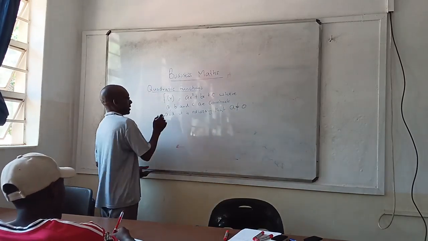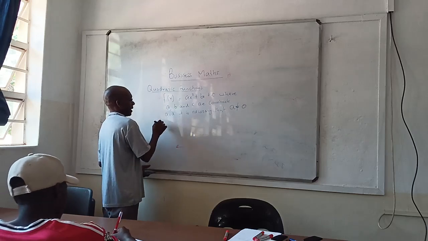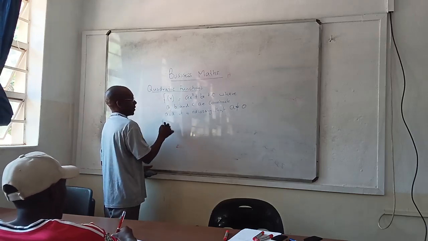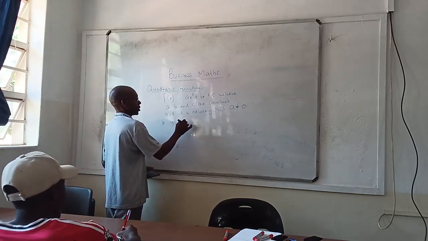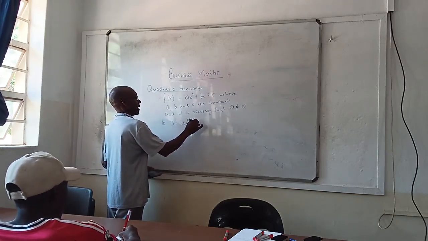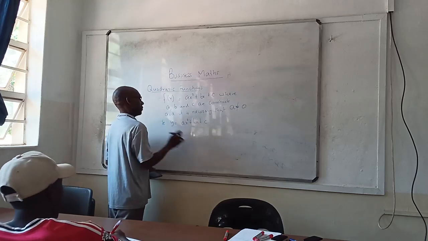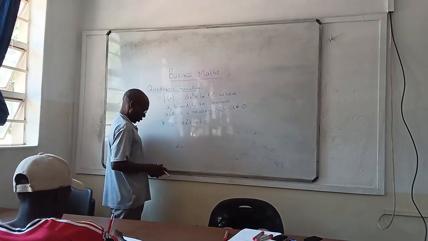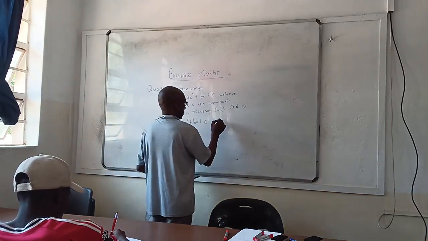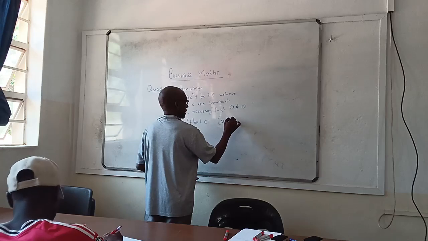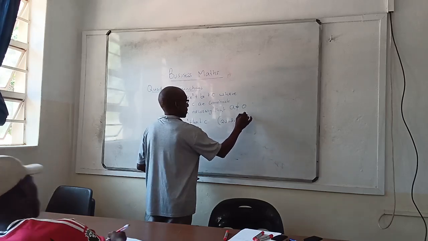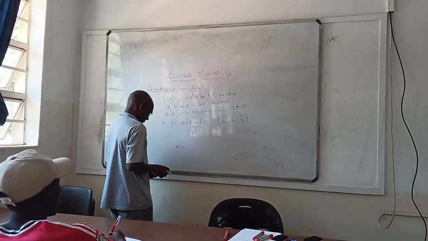So I want to look at this one. This is in the form of f of x, which is the same as y. Y is equal to ax squared plus bx plus c. This is a quadratic function.